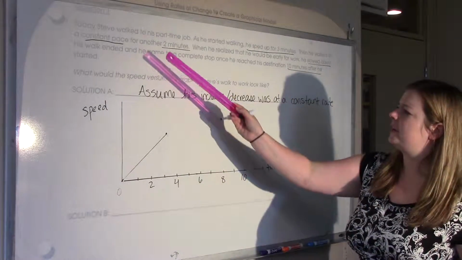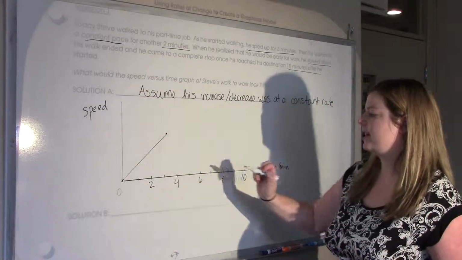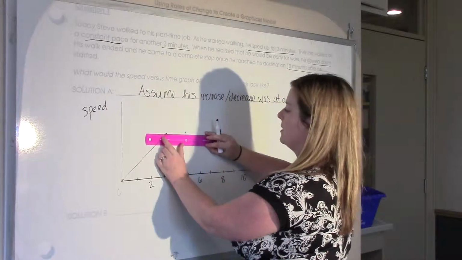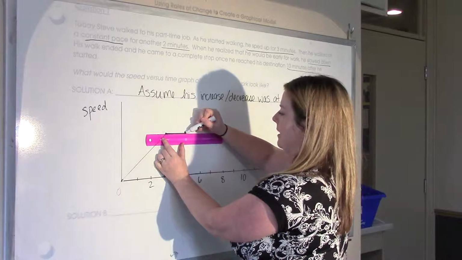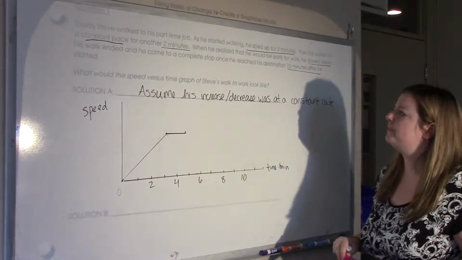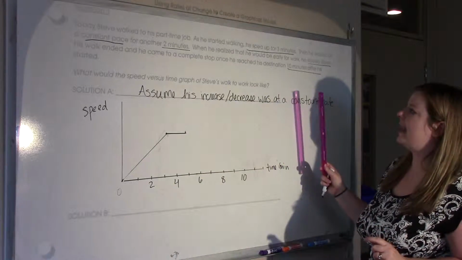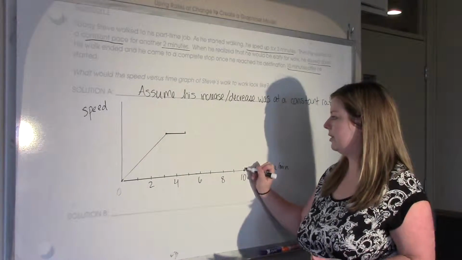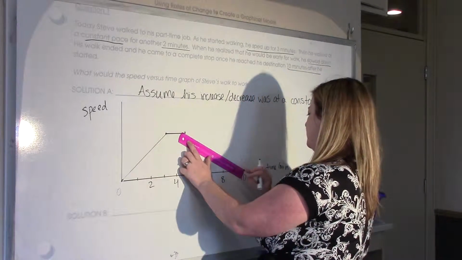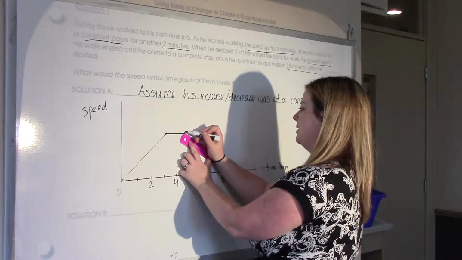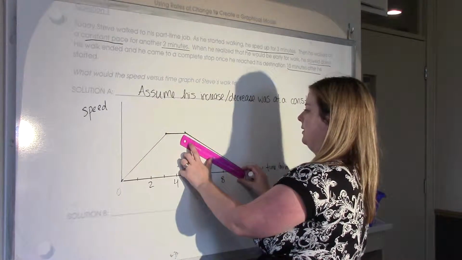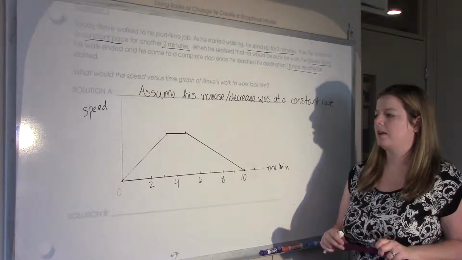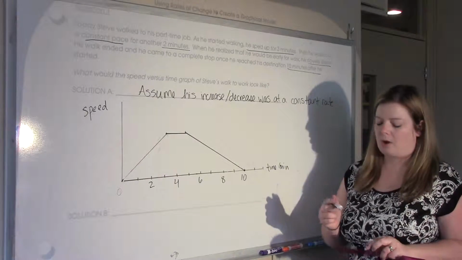Okay, then he walked at a constant pace for 2 minutes. So between 3 and 5 minutes, his pace was constant. So his speed stayed the same. Okay, and then he slowed down until his walk ended at 10 minutes. So from 5 minutes to 10 minutes, his speed was decreasing. So there we go, a nice interpretation of Steve's walk.